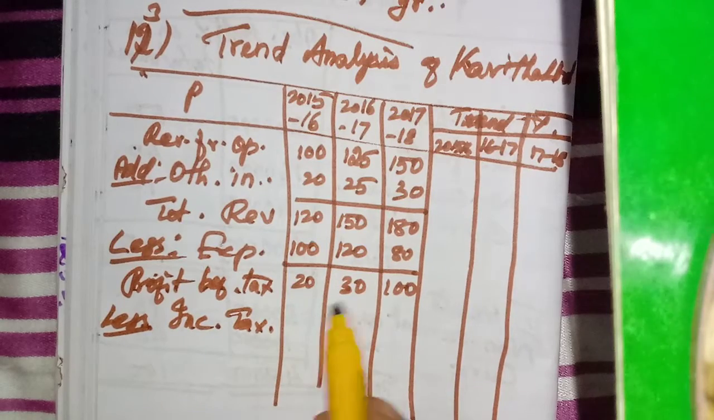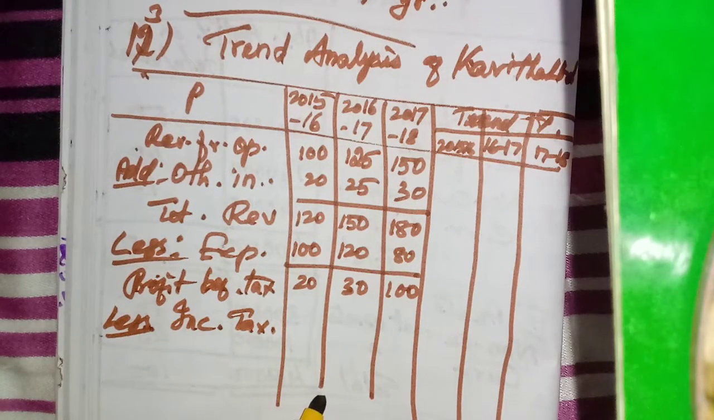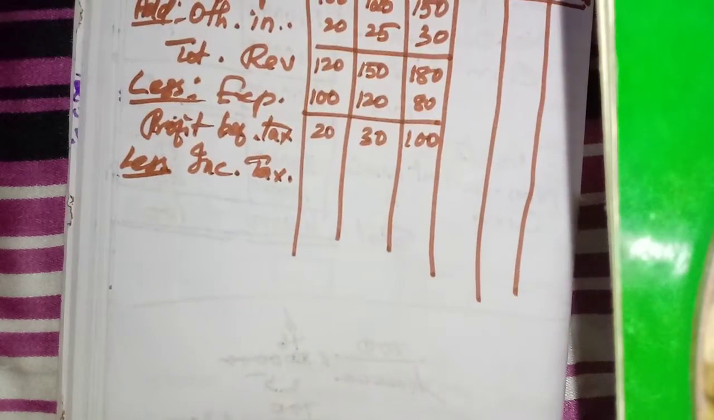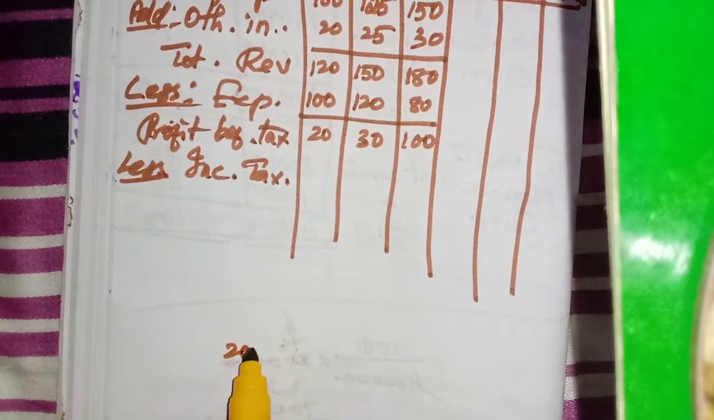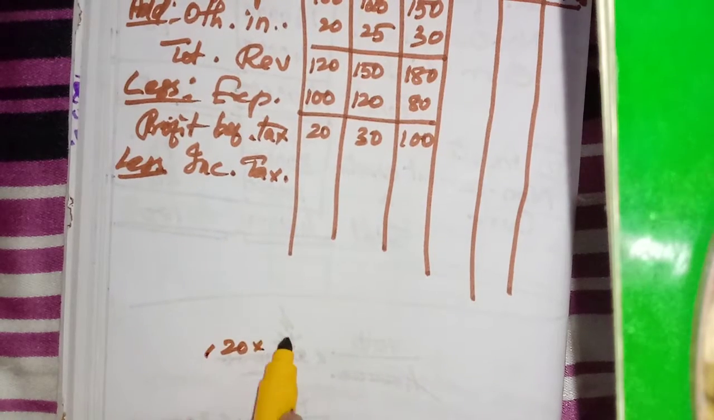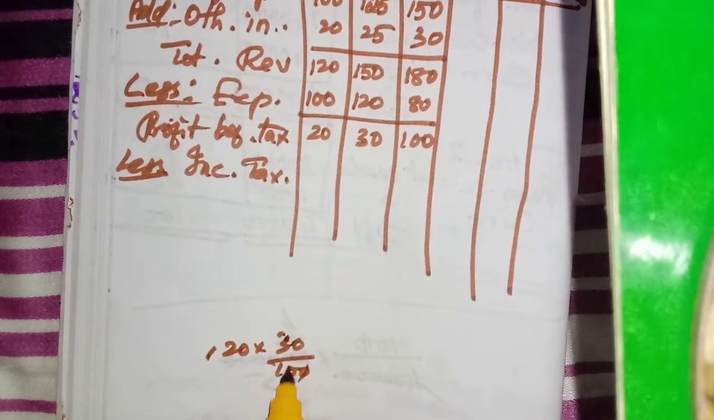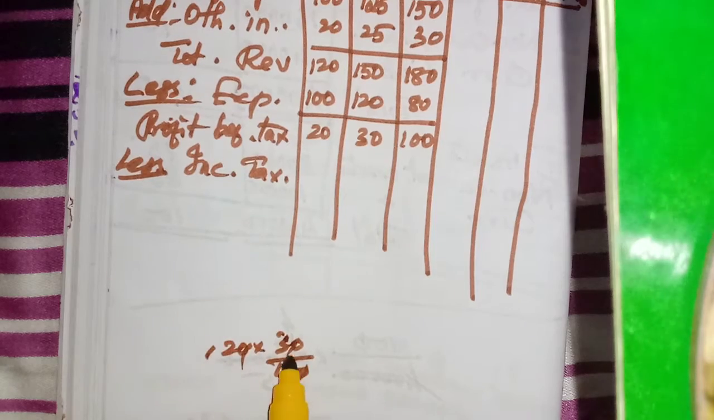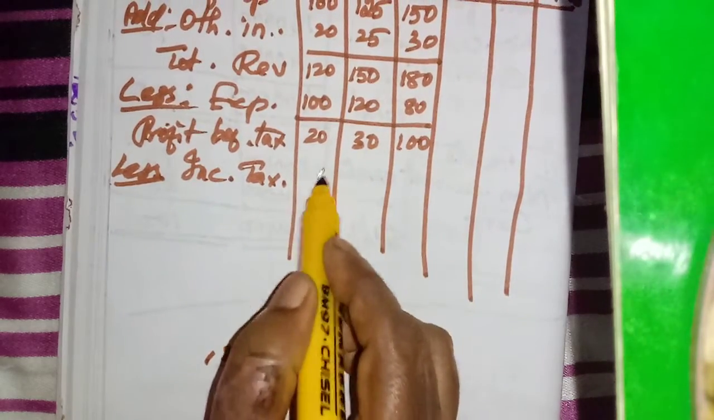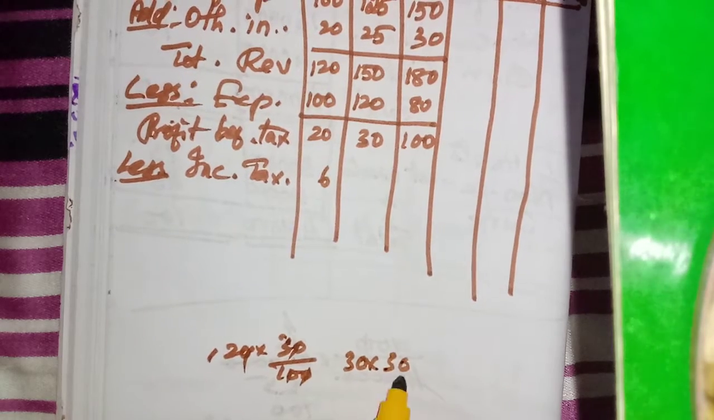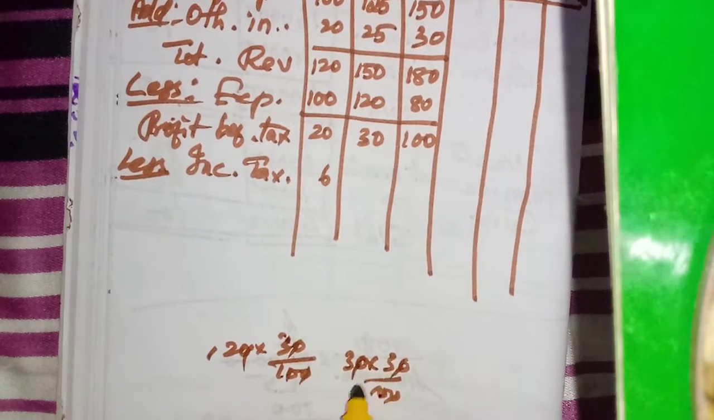We need to calculate, isn't it? How much? 30 percentage. We need to calculate. Here for 20, what is the percentage? 30 percentage, isn't it? 30 by 100. 10, here 20, isn't it? So 6. Then for 30 into 30 by 100, 9.